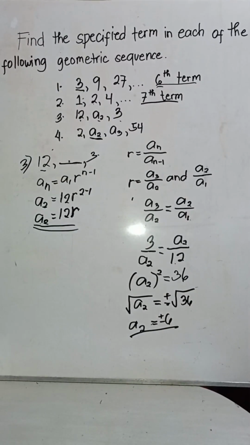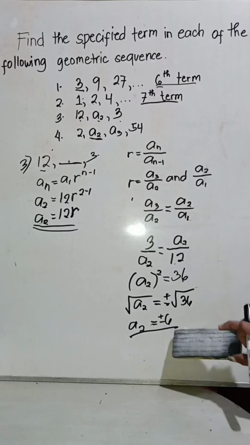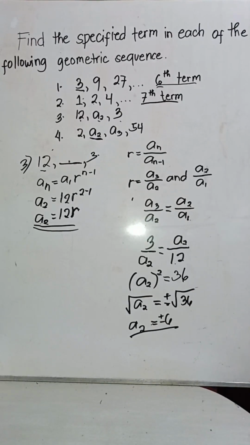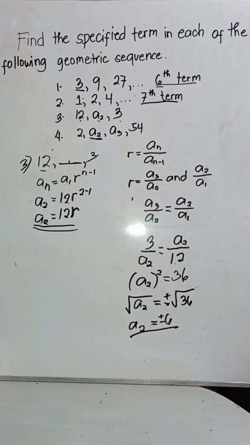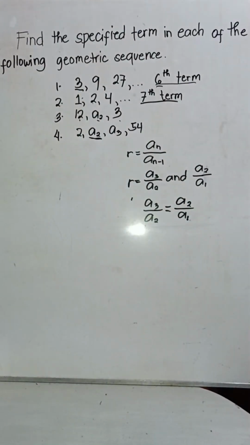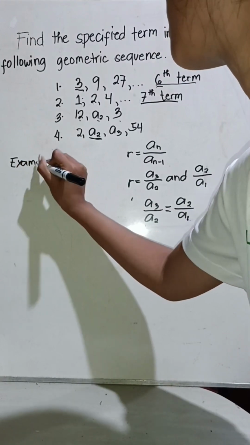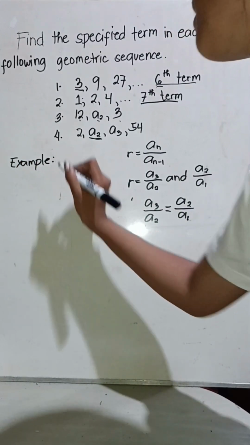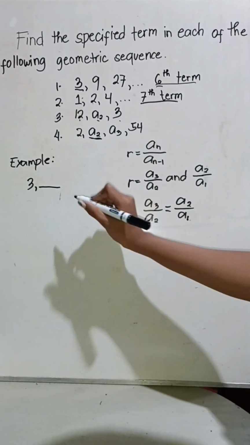Okay, nakuha naman nato ang atong second term, which is positive or negative 6. So, before ta mo proceed sa number 4, let us have another example para mas masabtan kung asa na siya pagkuha ang geometric mean. Let us have an example. Example na ni is 3, blank, 45.